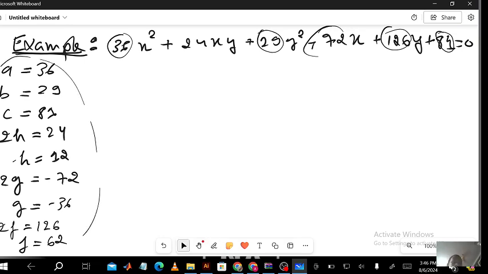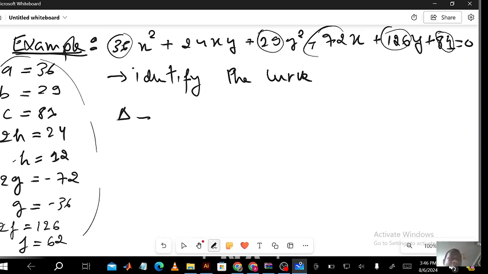Now after determining all the parameters, all the constants, what was the question? Let's say, for example, the question tells us to identify the curve. Let's identify the curve first. And we know if we want to identify the curve, first of all we have to determine the value of the delta.